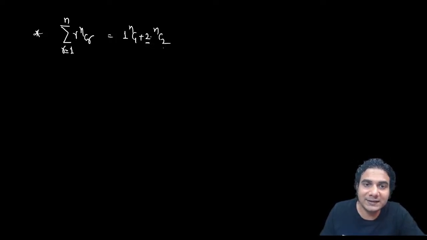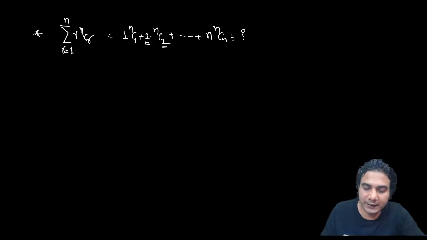This is sigma of r nCr, all right. So if you open it, you can start from 0 or 1, because if you put 0, then the first term will be 0 only. So this is nothing but 1 into nC1 plus 2 into nC2, and so on up to n into nCn. You can see the same number in the subscript of nCr is what we are multiplying, so it is r nCr. We need to find the sum of this.